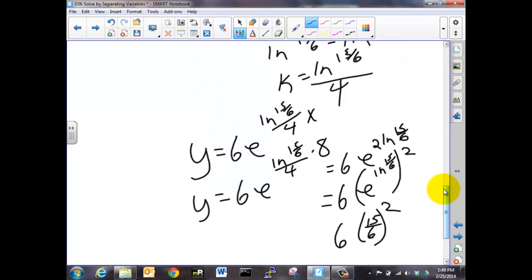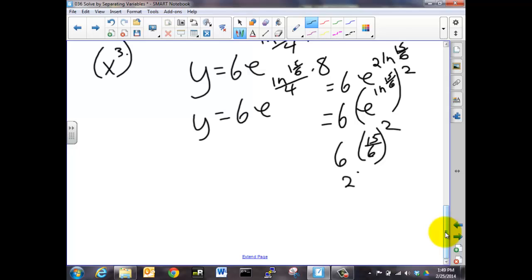That says e to the 2 times ln of 15/6. x to the 2 times 3. That's the same as x cubed squared. When I'm raising a power to a power like this, I can just multiply the powers together. So that's what I did here. Now I could get 225 over 36 times 6, which becomes 225 over 6, which I don't know what that becomes.